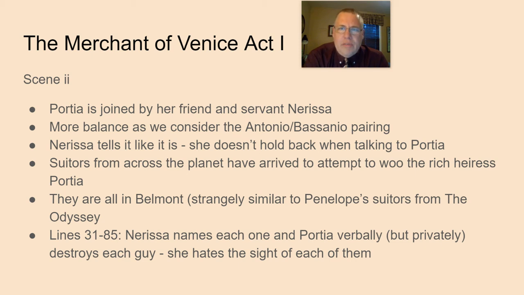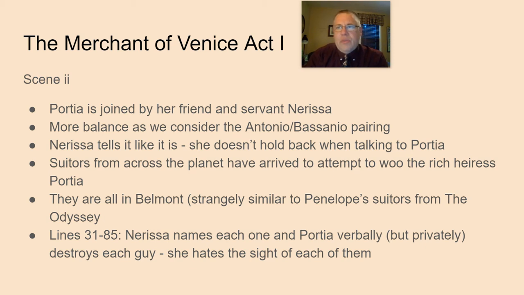In other words, none of them are suitable suitors as far as she's concerned, right? There are people dressed like clowns. There are people who can't speak their own language or any other language. There are people there that are in debt. There are people there that are drunks, and she just doesn't like any of them. And in this scene, she just destroys these guys. She hates all of them as we get through the scene.